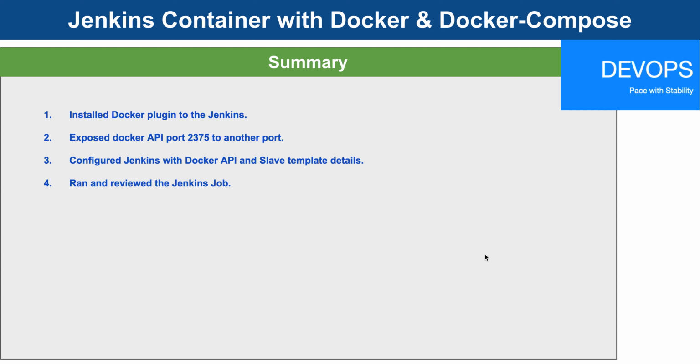Alright, so here's the quick summary of our achievement. We installed the Docker plugin to Jenkins Master, and then we exposed the Docker API port 2375 to another port. We use 3375, but feel free to use any of the available port in your local machine. The third point we achieved is we configured Jenkins with Docker API, and we also defined our slave template, and finally we ran and reviewed the Jenkins job. So this is all about it.